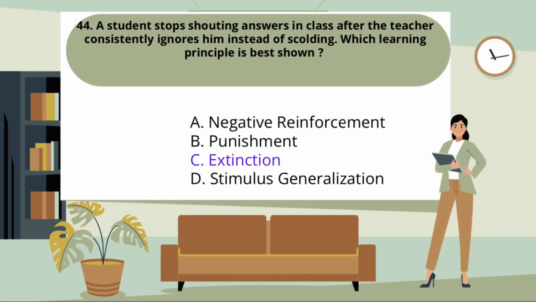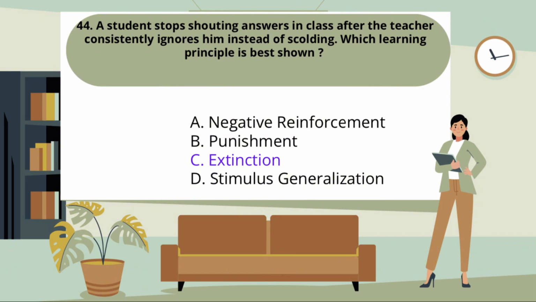So why letter C? Extinction happens when a behavior slowly disappears because it no longer gets attention or reward. In this situation, the student used to shout to get the teacher's attention. But when the teacher ignores the shouting every time, the student slowly stops. So why not A, and why not B or D?